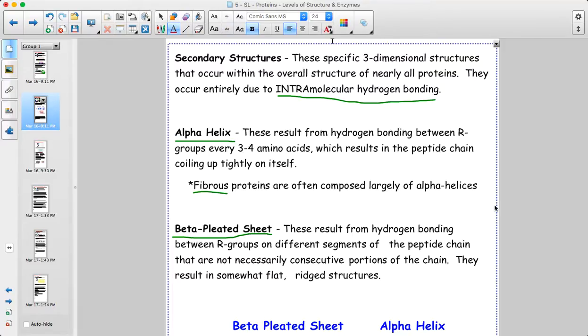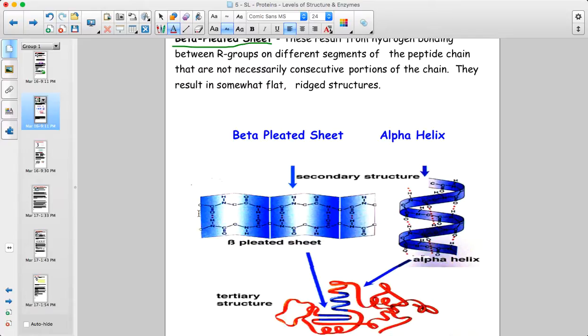The beta pleated sheet, on the other hand, is a little bit different, and it's going to be formed when you have sections of the amino acid chain which can form a lot of hydrogen bonds with another section of the chain. So I'm going to draw sort of a line through here.